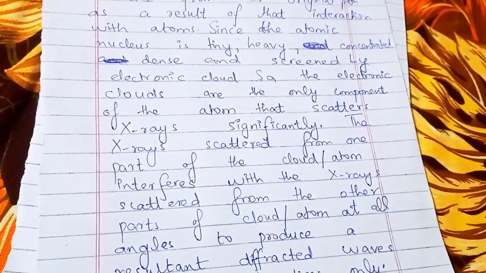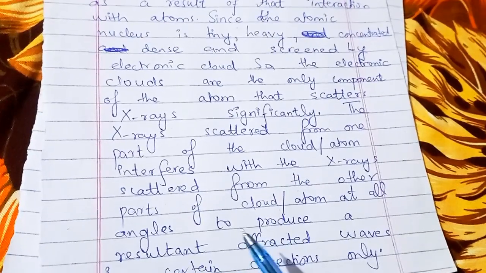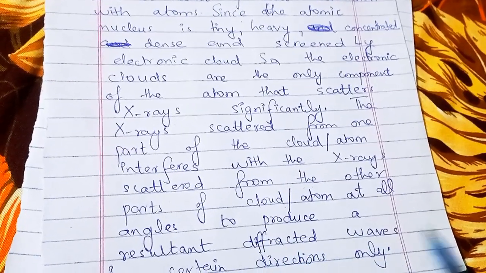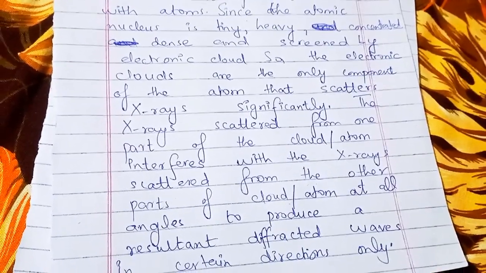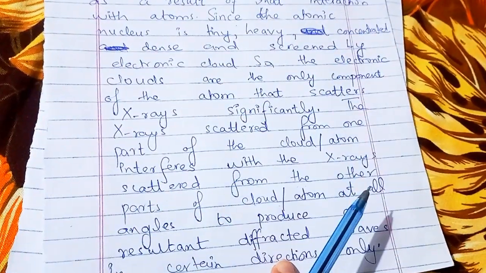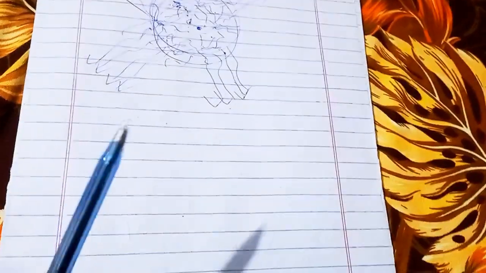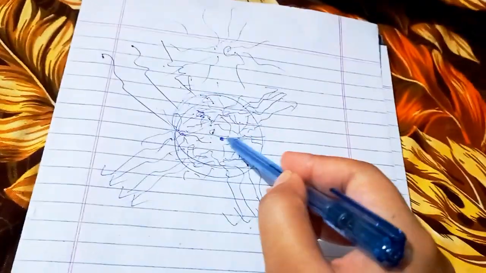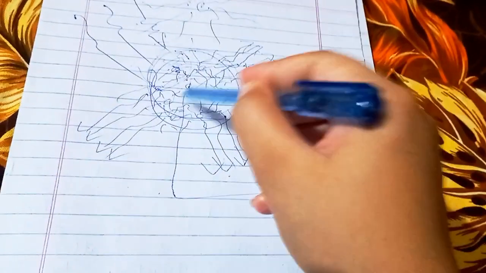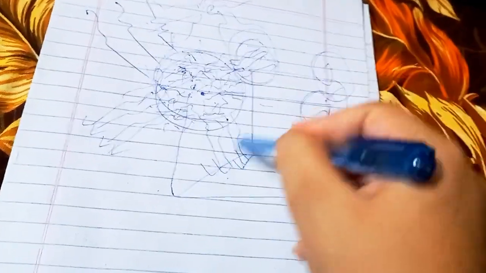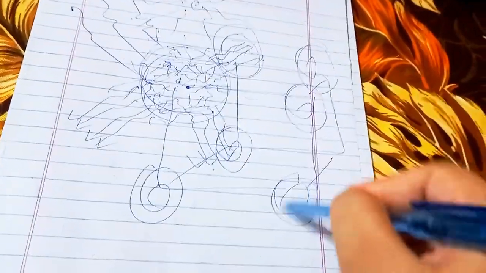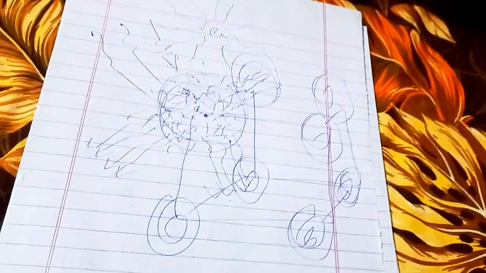So in all possible angles, they interfere with each other and produce resultant diffracted waves in certain directions only. That is what I'm saying here. And here we are talking about a single atom. Okay, now we have inside a unit cell. Inside a unit cell there are many atoms. This is one atom. We have another atom here. We have atoms in simple cubic, for example. We have an atom at each of the corners.